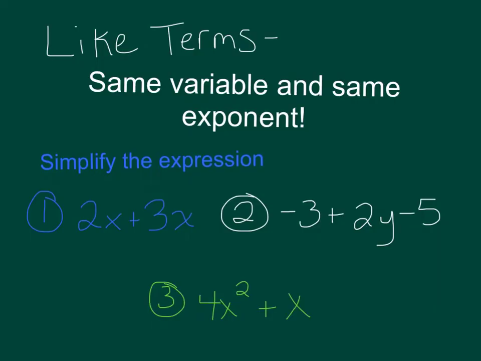Okay, so when we think of combining like terms, first we should probably know what like terms actually are. Well, like terms are just terms that have the same variable and the same exponent.